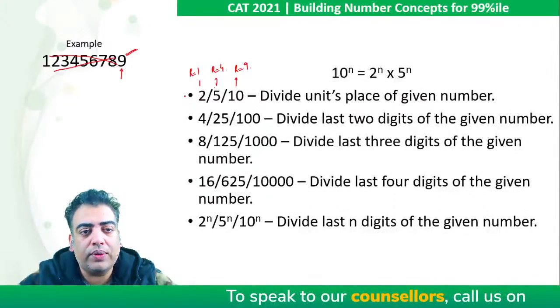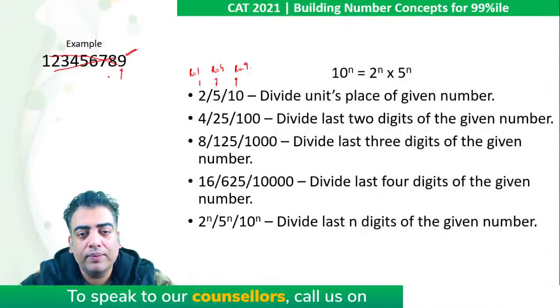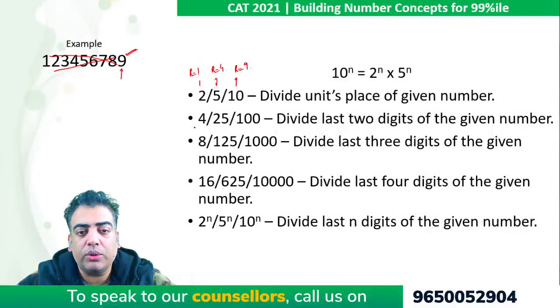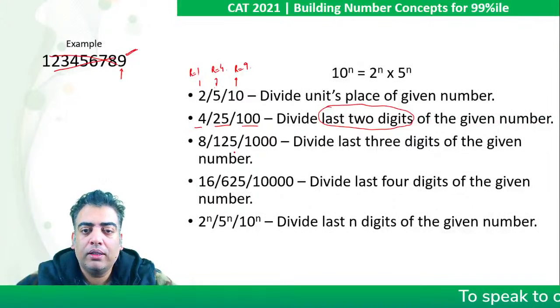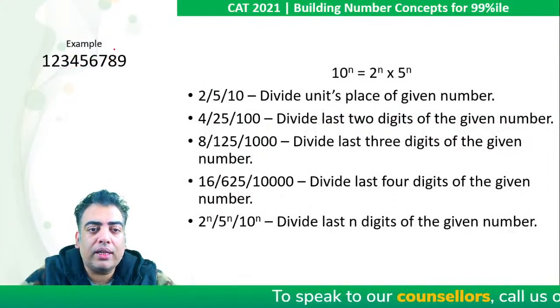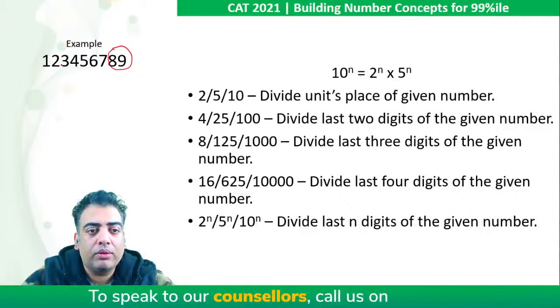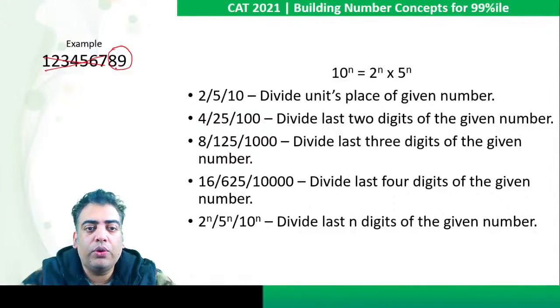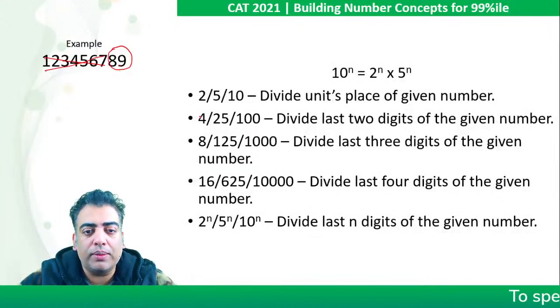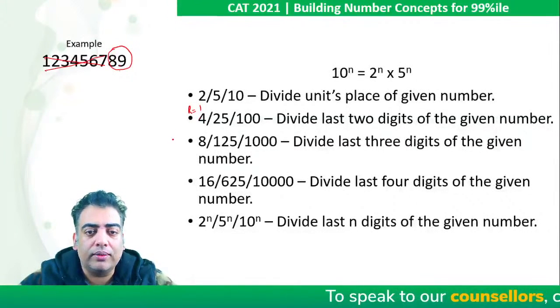So this tool is very helpful when the numbers are very big. We can find remainders easily. Likewise, when it comes to 4, 25 and 100, we need to divide the last 2 digits of the given number. In this case, the last 2 digits are 89. Whatever is there on the left hand side is of no use to me. In order to find the remainder by 4, I will divide 89 by 4. 4 into 22 is 88. So the remainder by 4 comes out to be 1.